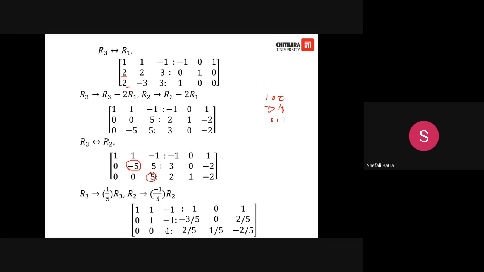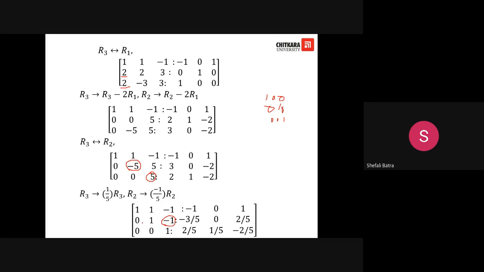So what is the next target? I need to make what 0? Tell me, beta. Anyone? The third element from the second row. Yeah, the third entry from the second row, I need to make this 0. So I'll make this 0 with the help of what? R2 plus R3. R2 plus R3, ma'am. Using R3, we are making this 0, because of these 0s it will remain as it is.